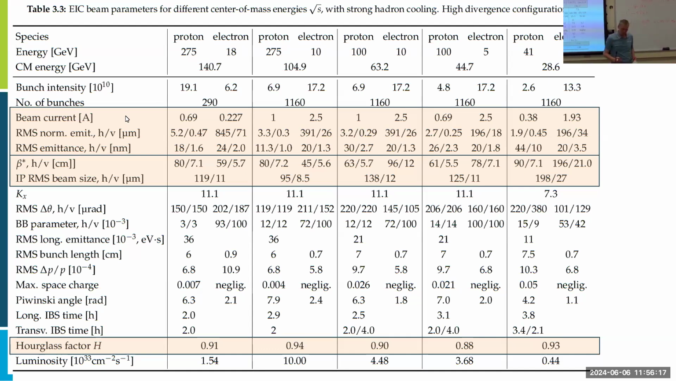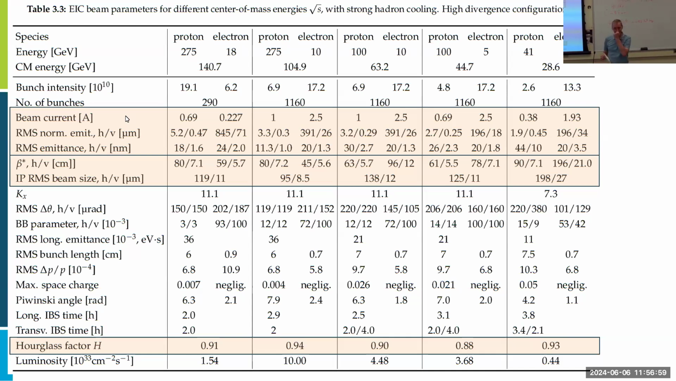Okay, slightly more than 1, but then there is a fudge factor, 0.94, which is the hourglass factor. So if I multiply this by this fudge factor, the hourglass effect, this gives me exactly 1.00 times 10 to the 34 per centimeter squared per second. And that's how I fulfill my DOE requirement. Remember I showed to you that it asked me to deliver 10 to the 34 per centimeter squared per second.